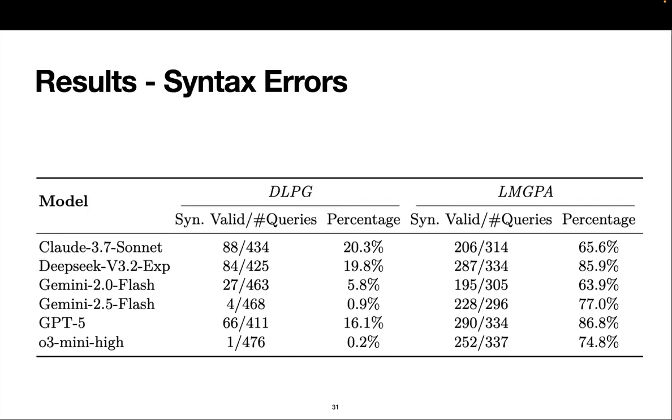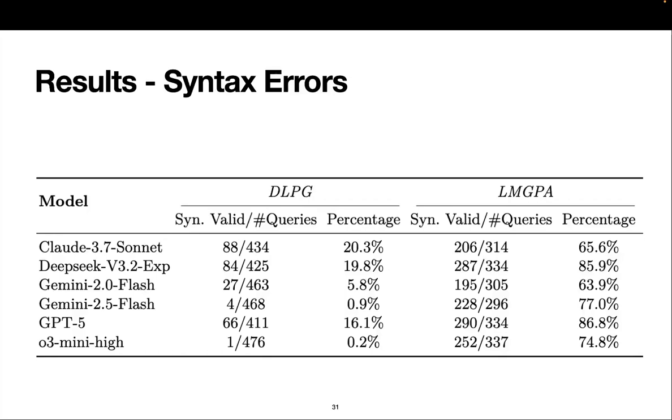Let me point out some numbers here. In DLPG, syntactic validity is relatively low. For Gemini 2.5 Flash, less than 1% of the generated proofs are syntactically valid. For O3 Mini High, it only has 0.2%. Even for the best model, Claude 3.7 Sonnet, it only reaches about 20%.